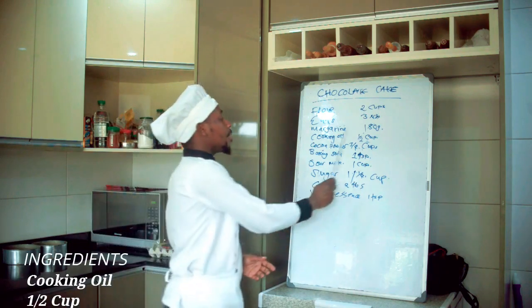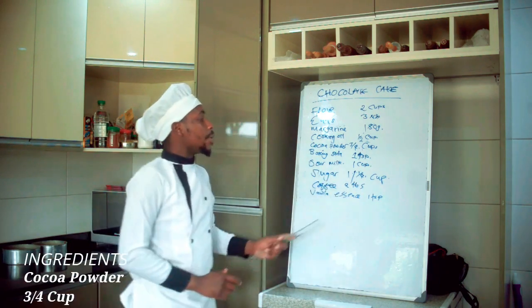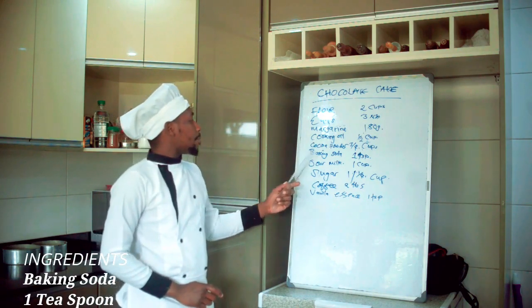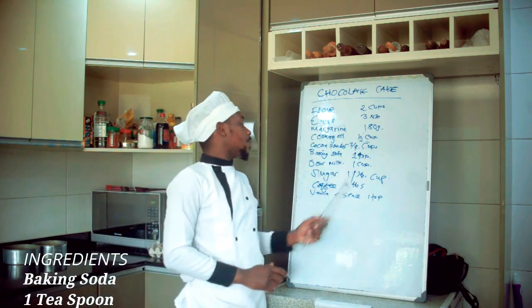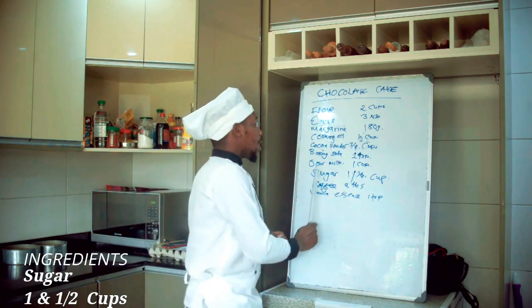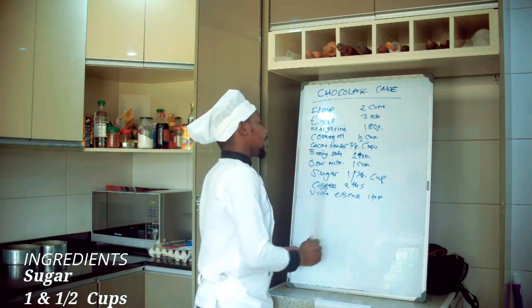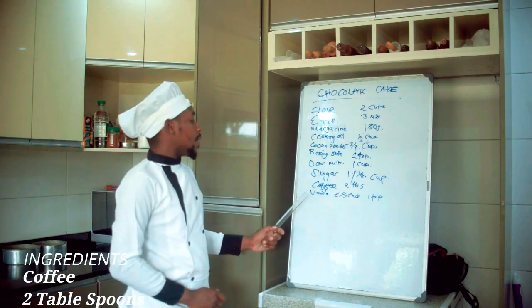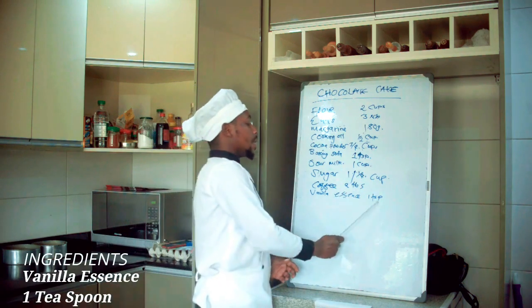Cooking oil we're using half a cup. Cocoa powder we're going to use 3/4 of a cup. Baking soda we're using 1 teaspoon. Sour milk we're using 1 cup. Sugar we're using 1.5 cups. And coffee we're using 2 tablespoons. Vanilla essence we're using 1 teaspoon.